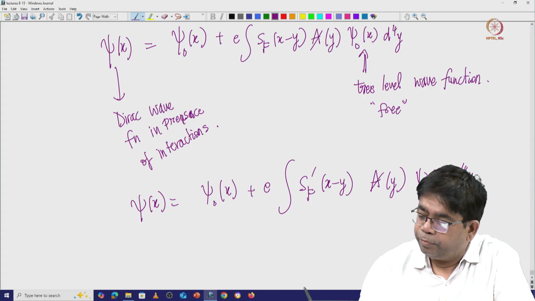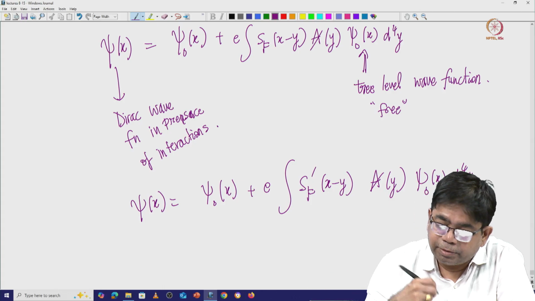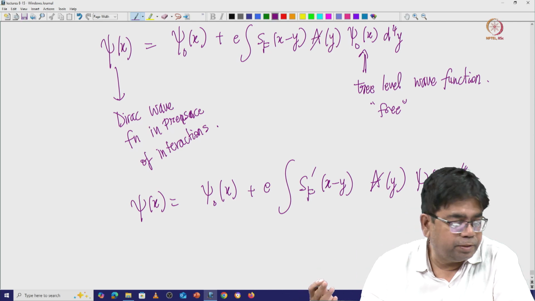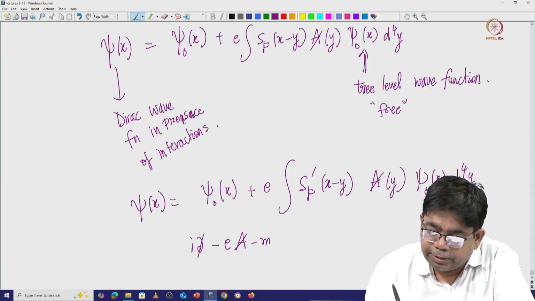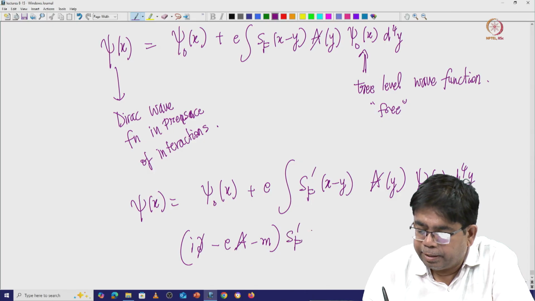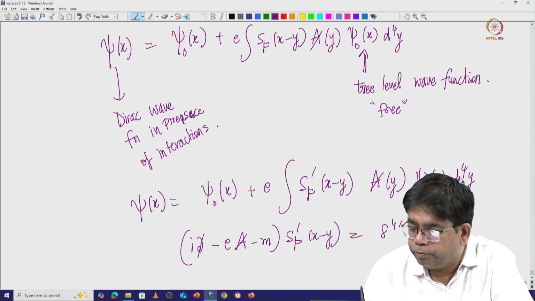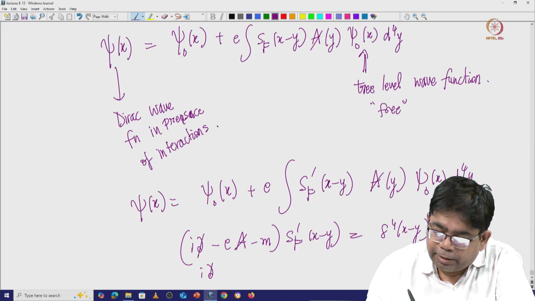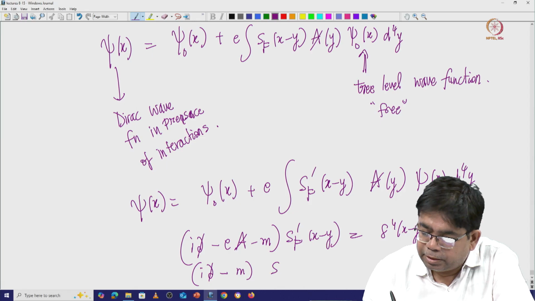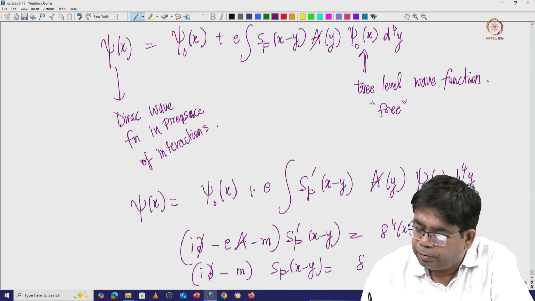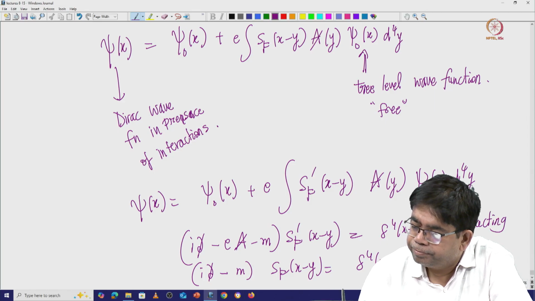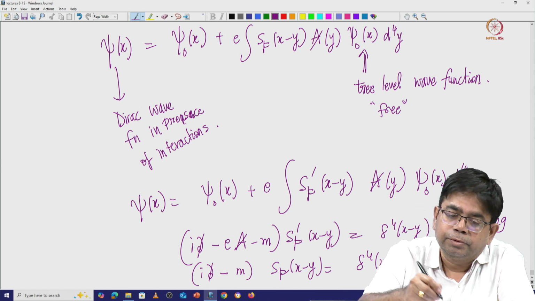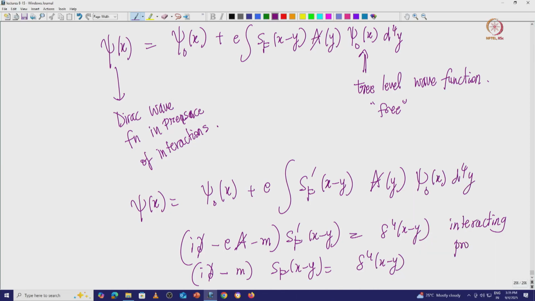So how do I get SF prime in terms of SF? I want to see what SF prime is in terms of SF. I now know that (i del slash minus e A slash minus M) SF prime (x minus y) is equal to delta power 4 (x minus y), and (i del slash minus M) SF (x minus y) is equal to delta power 4 (x minus y). This is the interacting propagator. This is the free propagator.